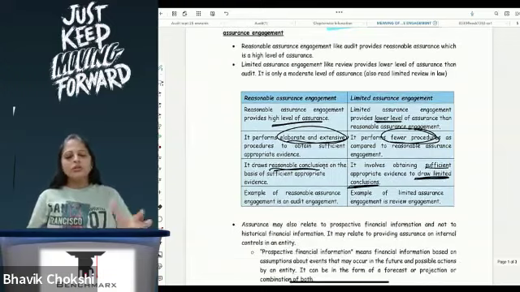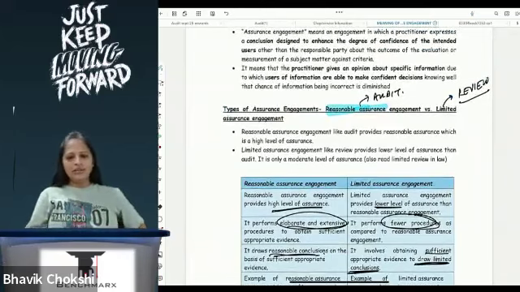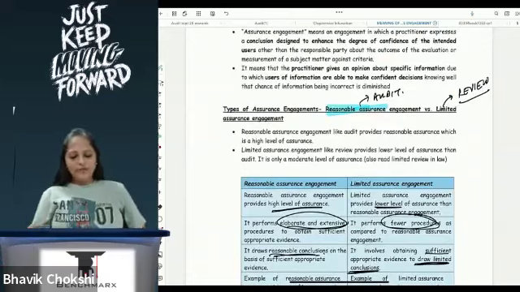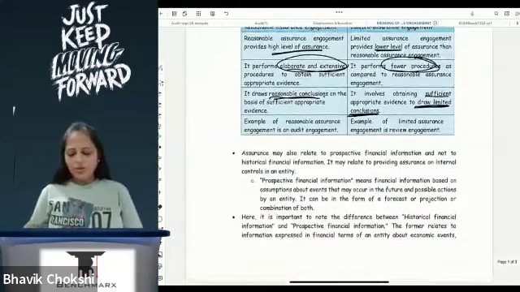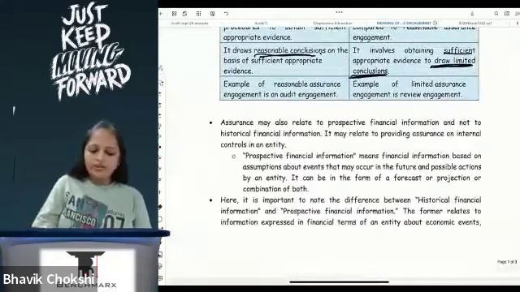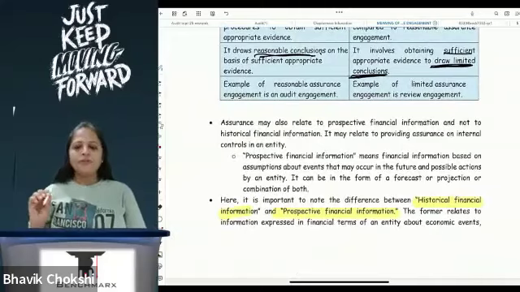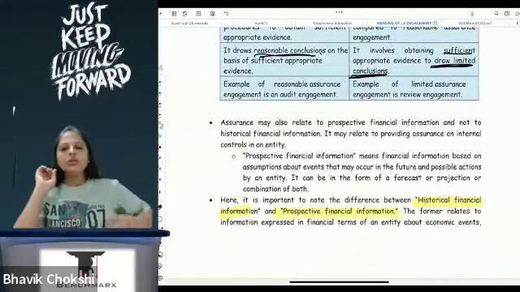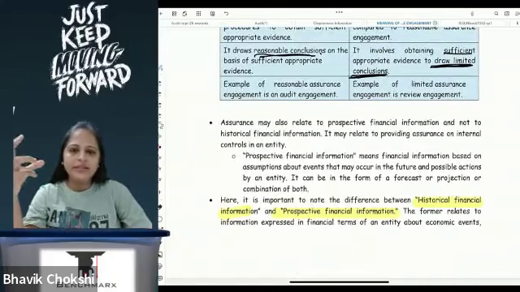So here we studied the difference between audit and review. Again, this is something we already studied, just going through it because it is going to help us this year. I'm just giving you a brief of what we have already done. Then we also studied historical financial statements and prospective financial information, correct? So in historical financial information, what did we study?